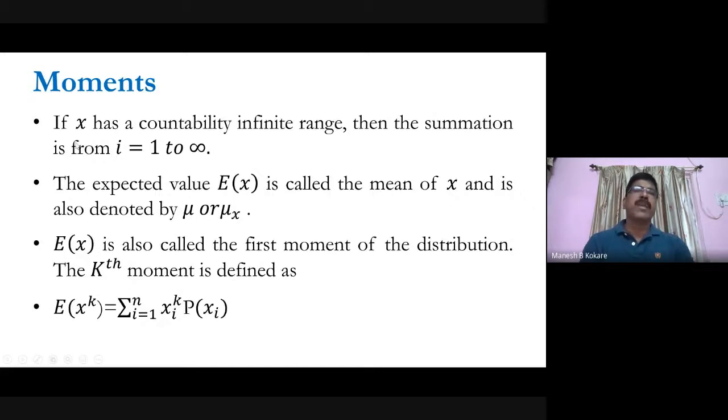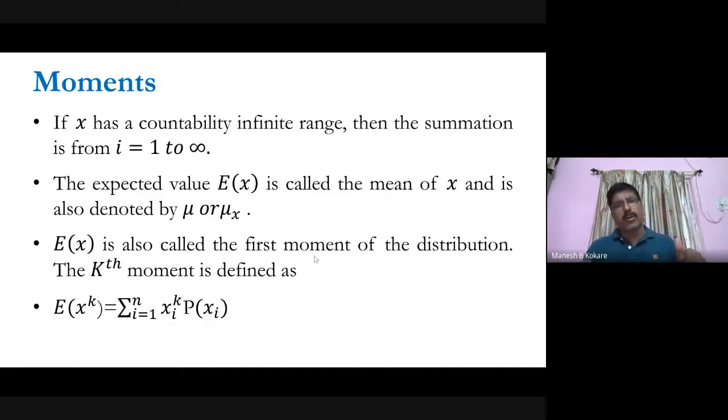Now if x has a countably infinite range, then the summation is from i equal to 1 to infinity, and the expected value E of x is called the mean of x and is denoted by mu or mu of x. This expected value is also called the first moment. Now how do you calculate the mean of the given shape or something like that?